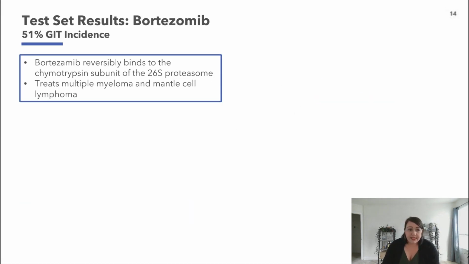We next looked at bortezomib, which has about a 50% GI incidence. Now, bortezomib is going to reversibly bind to the chymotrypsin subunit of the 26S proteasome. And we use it in the clinic to treat multiple myeloma and mantle cell lymphoma.